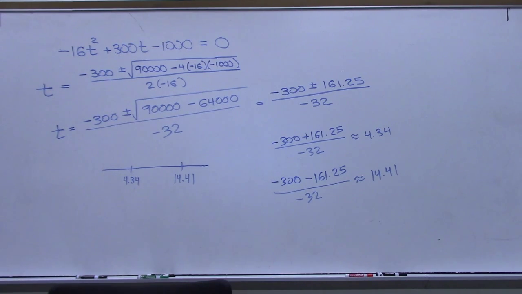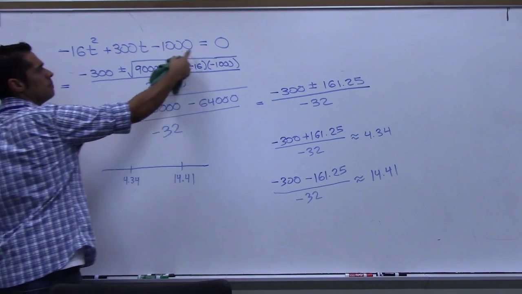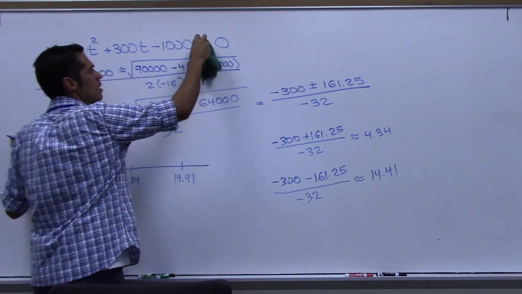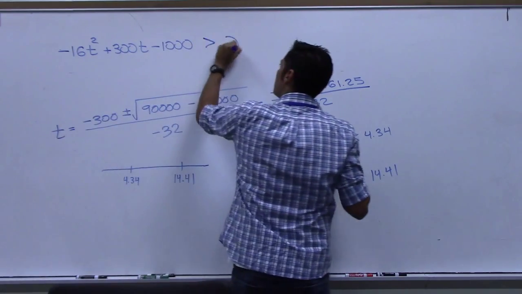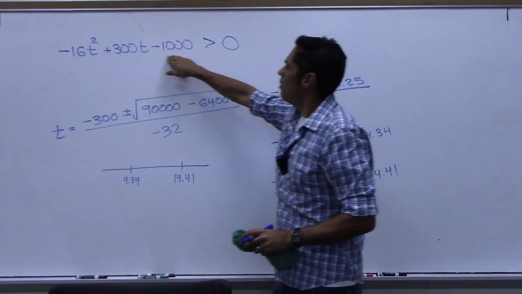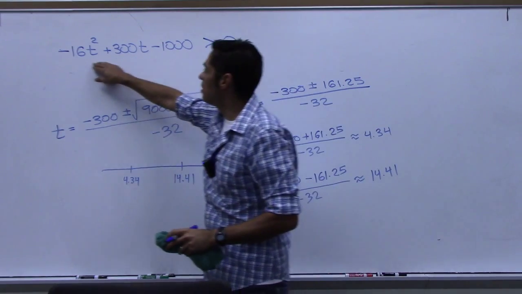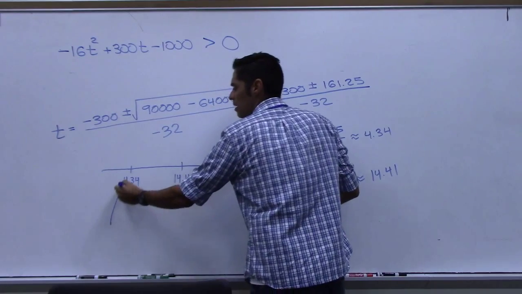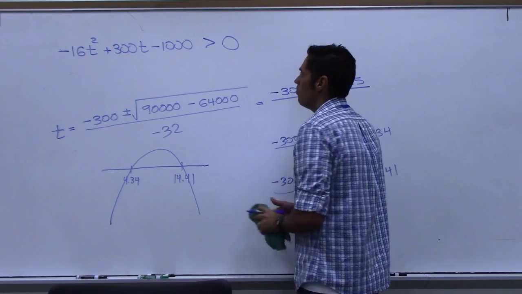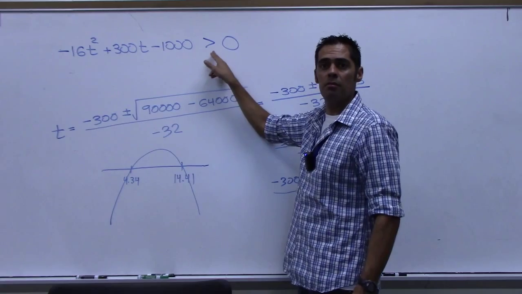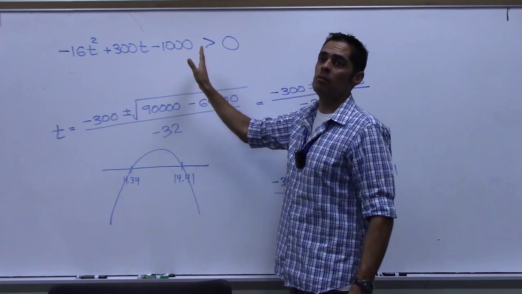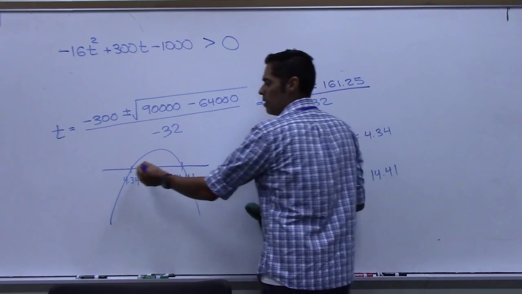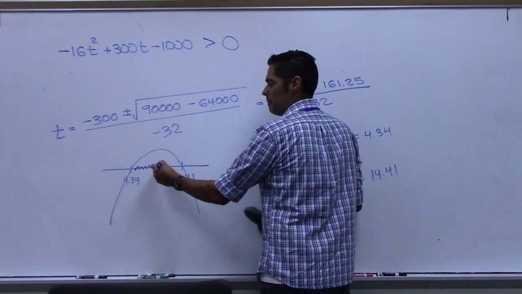And does this parabola that we've been looking at open up or down? Wasn't this the parabola right here? We wanted to know where it was greater than 0. That's the original problem right there. So this parabola opens down because it's a negative 16. So we know it goes like this. And we want to know where it's greater than 0, right? Yeah, but we moved that thing over, right? So we want this piece in here, don't we?